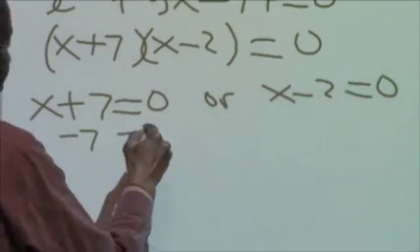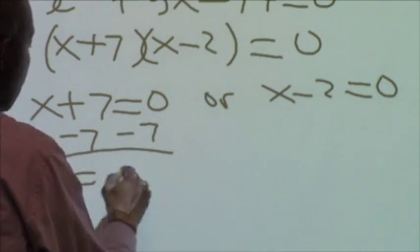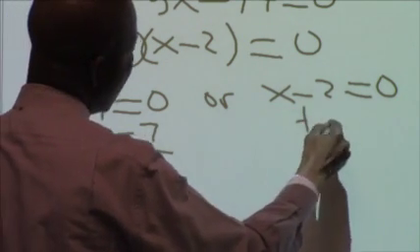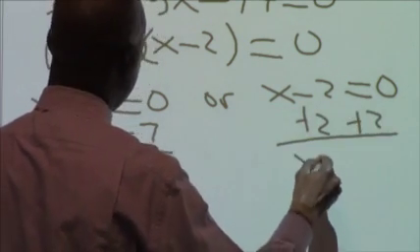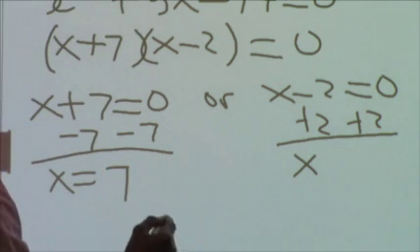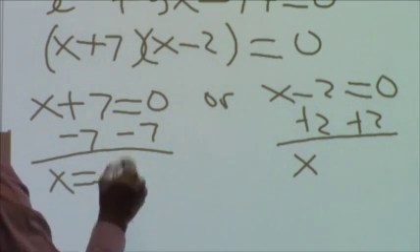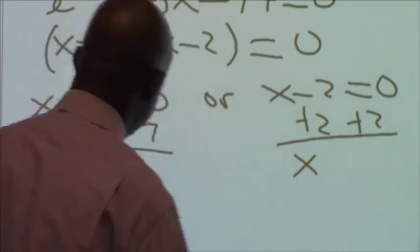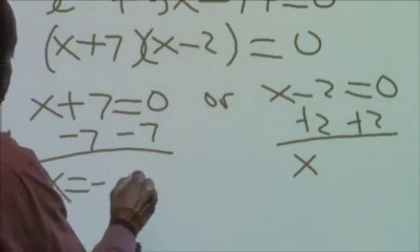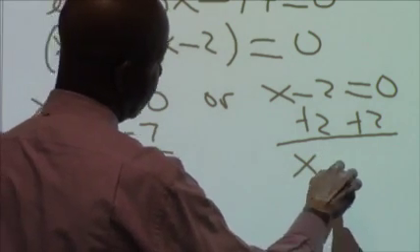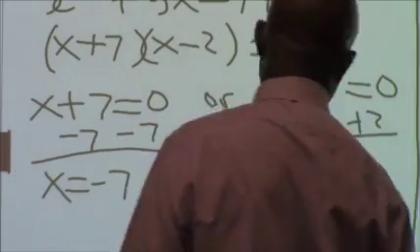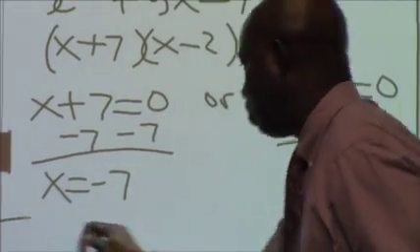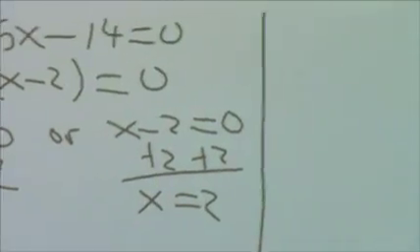When I minus 7, I'm going to have x equals minus 7, sorry. x equals negative 7. And then here, I'm going to have x equals 2. But that's not done. So those are the two possible answers I have. I have to verify these answers to look for an extraneous solution.